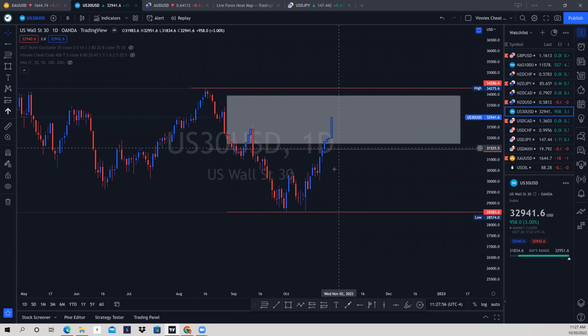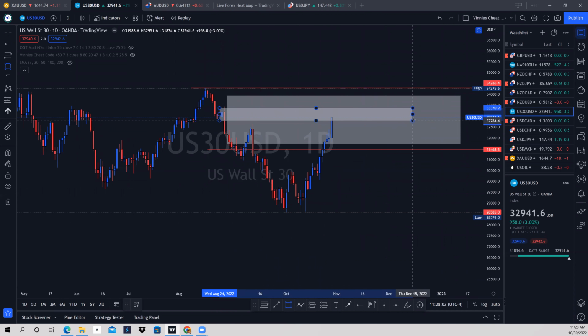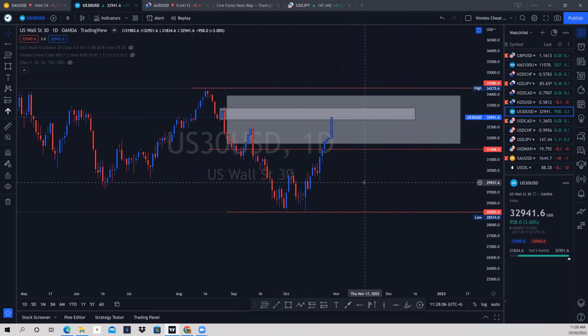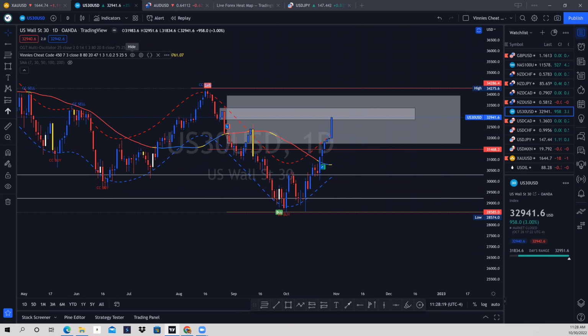Now, this would be an area of supply on the higher time frame. This area right here, where price is in right now, is an area of supply. So we can expect US30 to fall. Now, if we turn on the indicator, you can see that price is at an extreme. It is outside of the bands.